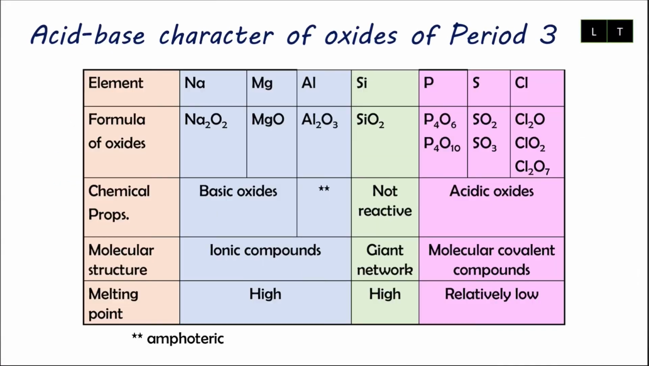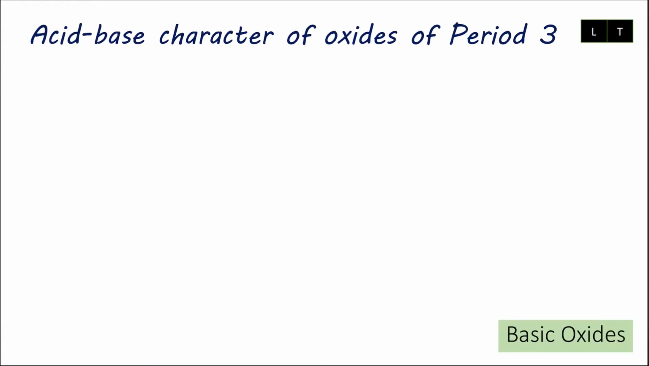So now, ini adalah information that you have to know. When elemen daripada sodium sampai chlorine react dengan oxygen, dia akan hasilkan this formula for specific oxides. So kita akan fokus one by one. Let's go for sodium. Sodium reacts with oxygen to form basic oxide.